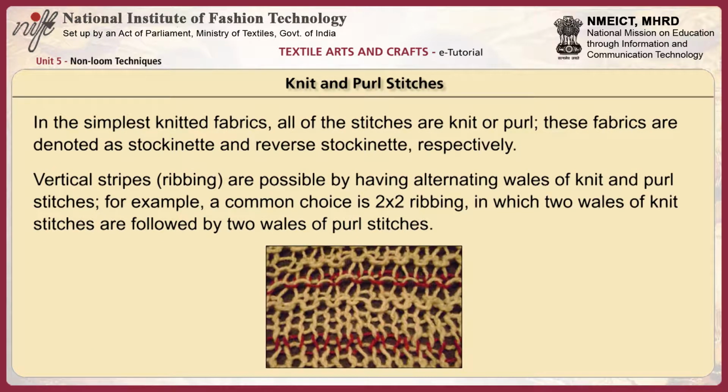In the simplest knitted fabrics, all of the stitches are knit or purl. These fabrics are denoted as stockinette and reverse stockinette respectively. Vertical stripes, ribbing, are possible by having alternating wales of knit and purl stitches. For example, a common choice is 2x2 ribbing, in which two wales of knit stitches are followed by two wales of purl stitches.